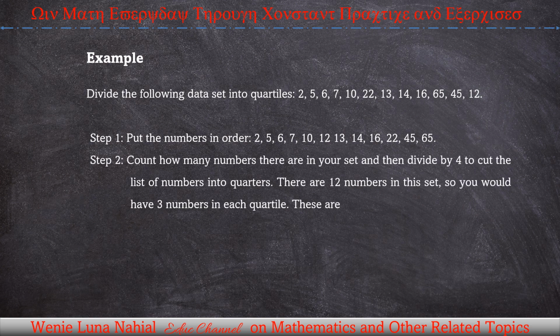Then step 2, count how many numbers there are in your set and then divide by 4 to cut the list of numbers into quarters. There are 12 numbers in this set, so you would have 3 numbers in each quartile. These are 2, 5, 6 for the first quartile, 7, 10, and 12 for the second quartile, 13, 14, and 16 for the third quartile, 22, 45, 65, the last quartile.